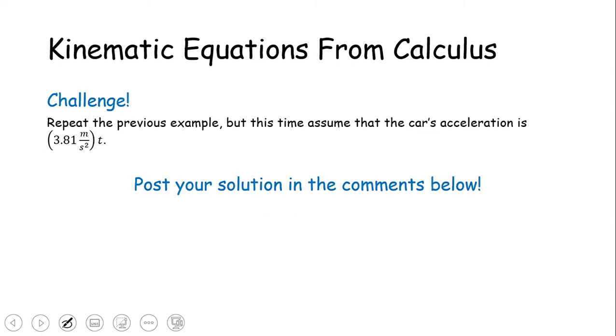Here's a challenge for you. Repeat the previous example, but this time assume that the car's acceleration is not constant, but rather given by 3.81 meters per second squared multiplied by t. If you do that, you'll notice that both the position and velocity will have a different form. The numbers will be similar, but both the equations will have a different form.